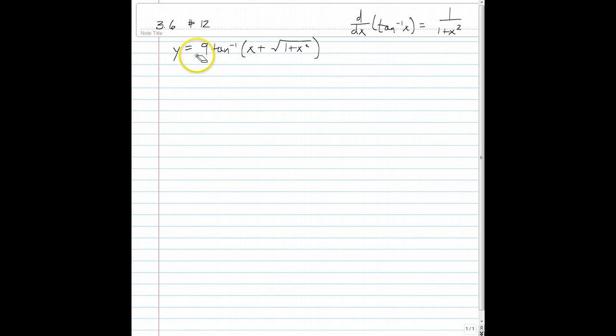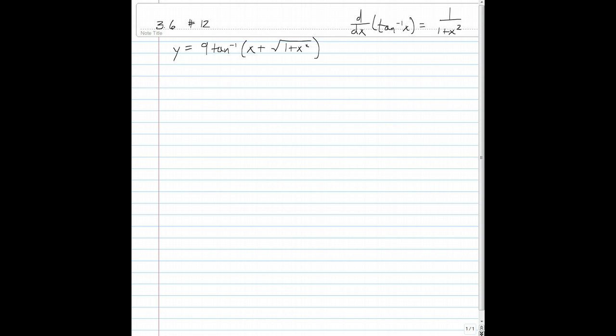So we want to take the derivative of the function y equals 9 arctangent of (x plus the square root of 1 plus x squared). You have to recall that the derivative of the arctangent function is 1 over 1 plus x squared, and because our argument is not just a single x, we're going to have to use the chain rule and multiply by the derivative of this x plus the square root of 1 plus x squared.